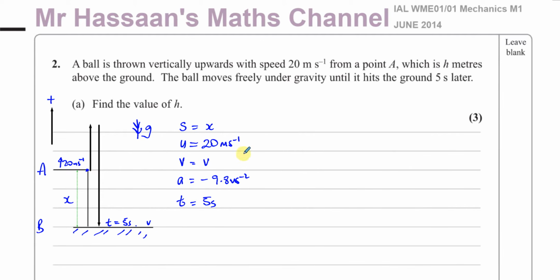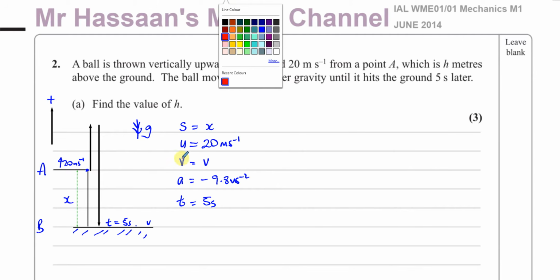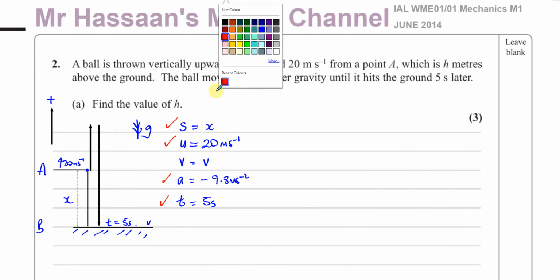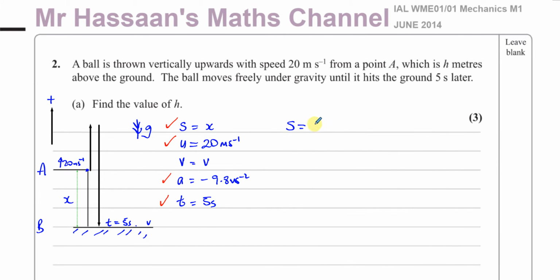So in this particular question, we've got to find S. We know what U is, we don't know what V is, we know what A is, we know what T is. So we've got to deal with S, U, A, and T. And we should know our SUVAT equations. S equals U times T plus a half AT squared. That's going to give us our answer.